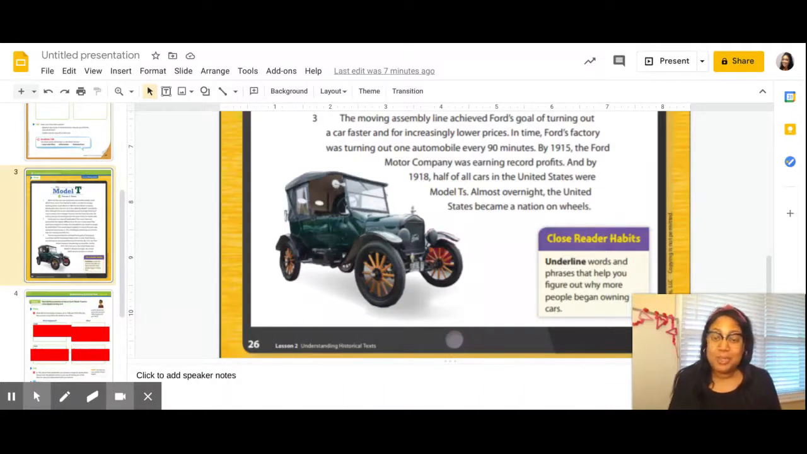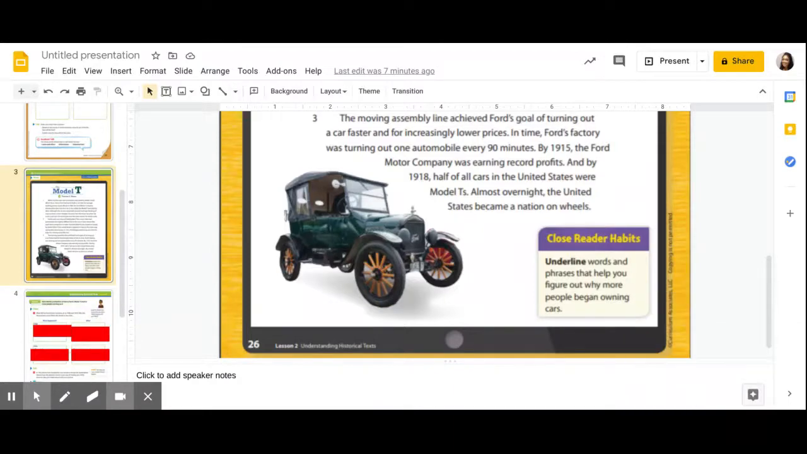As we read this article, I want you to think about what happened and why. We're going to read this article about transportation, the history of transportation with cars. But our academic goal is to be able to understand what happened in historical text and why, or the cause and the effect. So think about what's happening in this text as we read it and why it's happening.